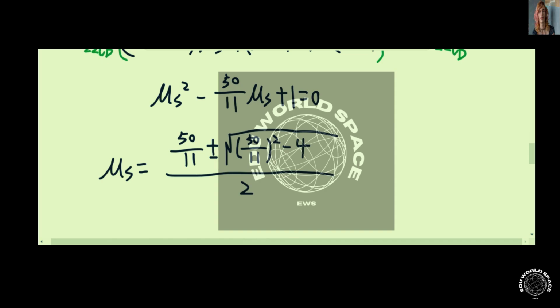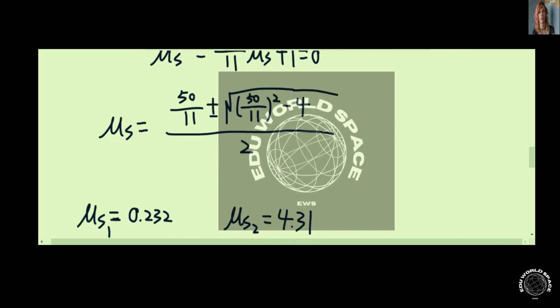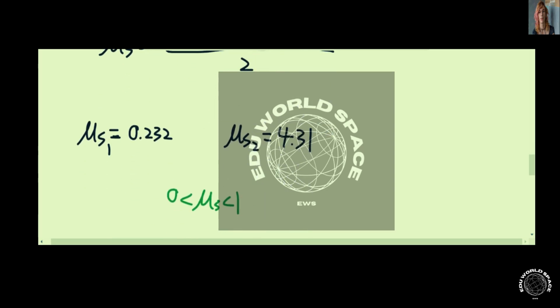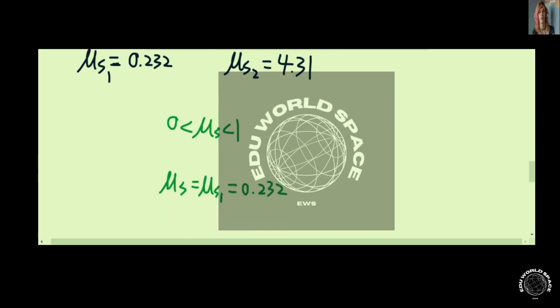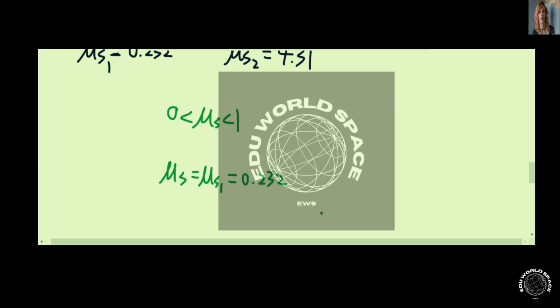So there should be two solutions here. The first solution is 0.232, and the second one is 4.31. So we know the coefficient of static friction is never greater than 1, because it's between 0 and 1. Therefore, the only answer for this question is mu s equal to 0.232. And this is the answer for this question.